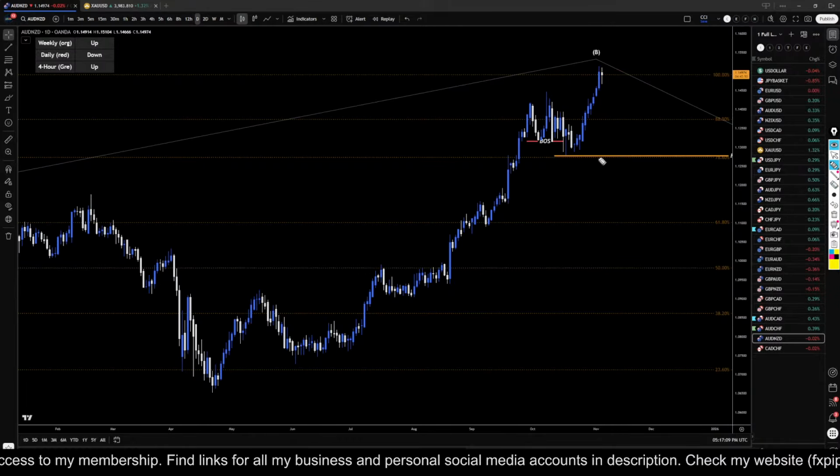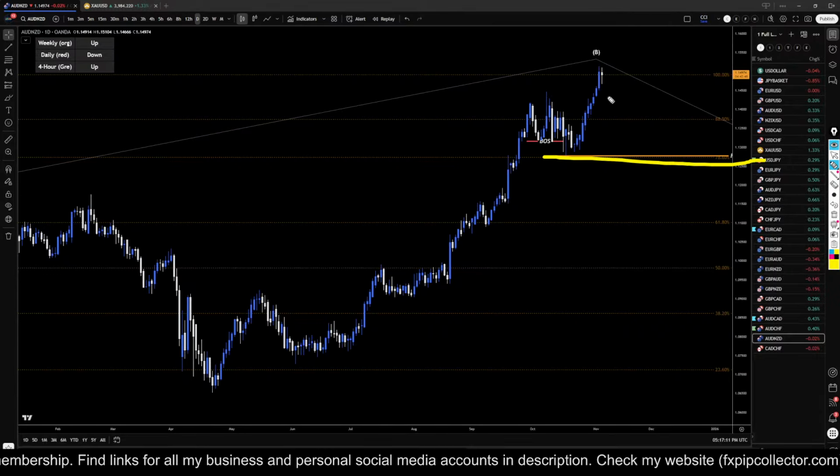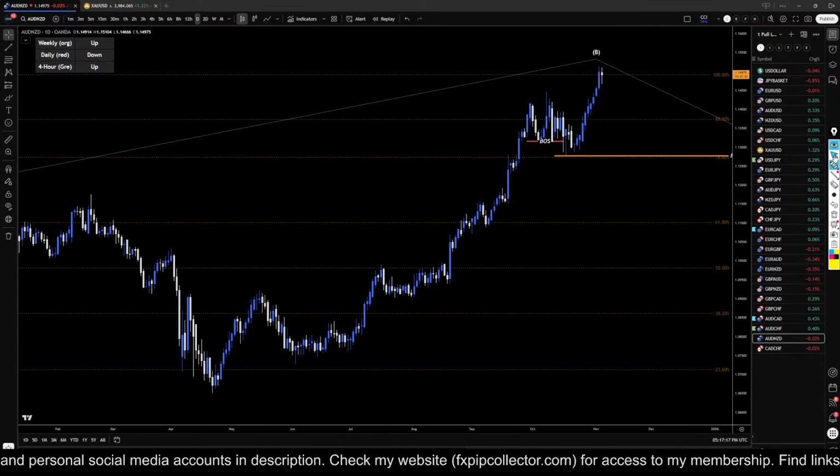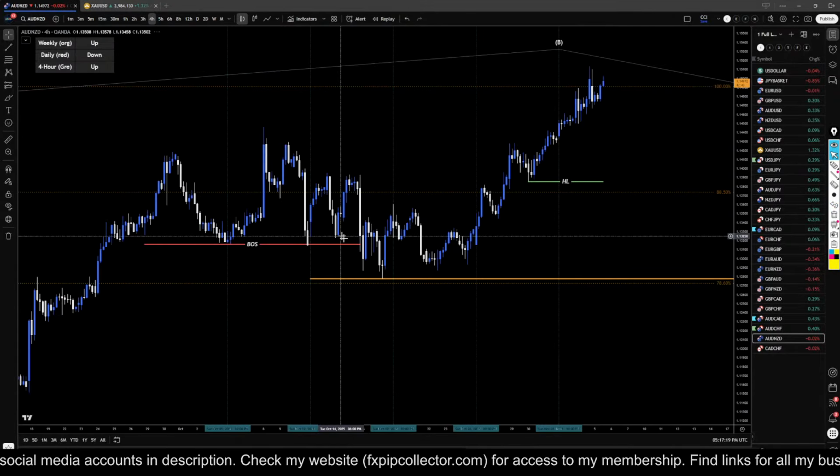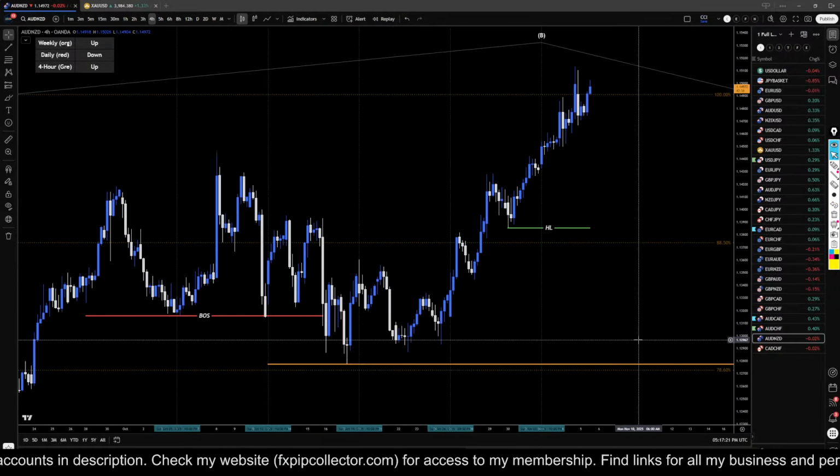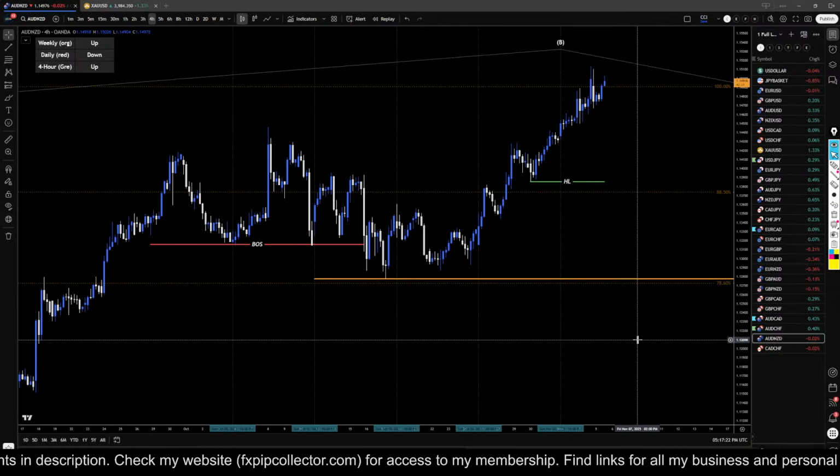And potentially, instead of waiting for this break of structure, maybe we could get in someplace around here and still end up with a really, really good entry. So we need to be on a time frame where we're seeing this move up as a trend.